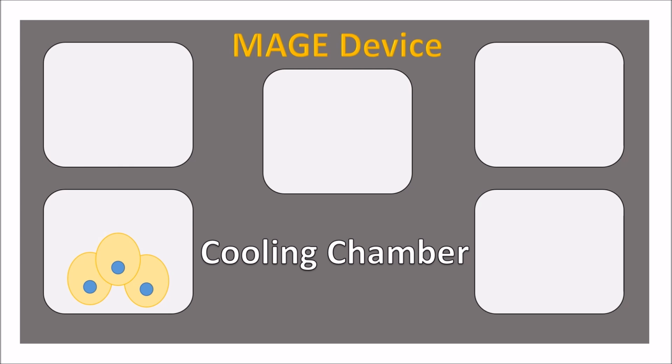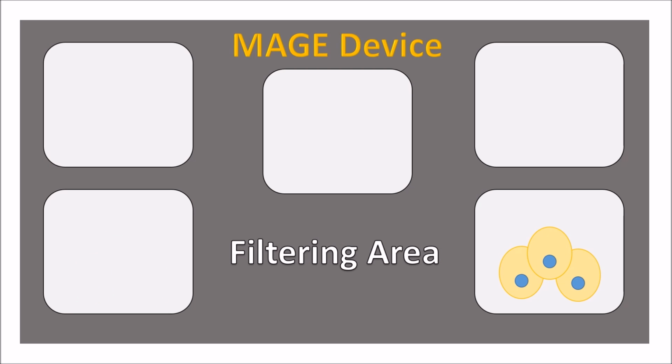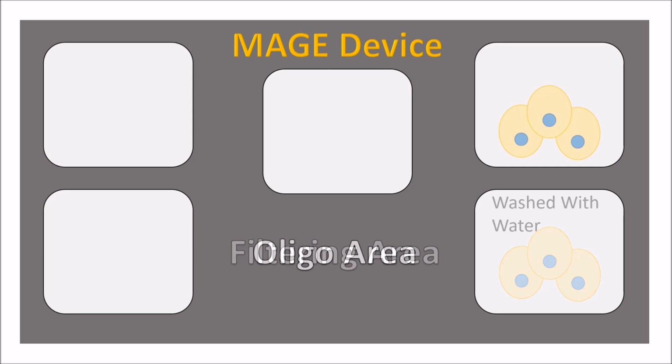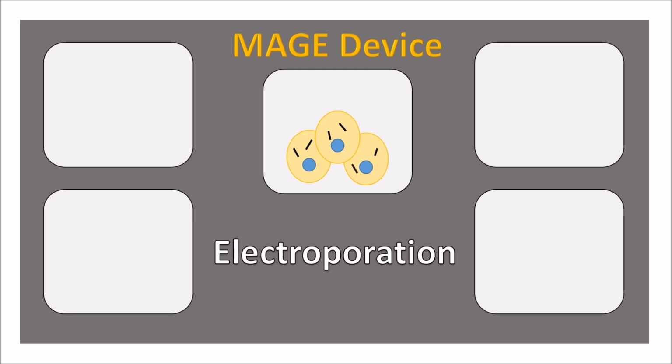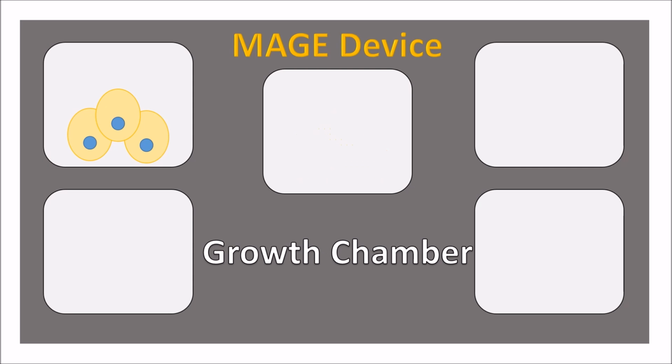The cells are then moved to the cooling chamber for cooling at 4 degrees Celsius. This halts cell growth and potentially toxic overexpression of beta proteins. The cells are then moved to the filtering area, where the growth media is filtered off and the cells washed with water. The oligos are then added in the oligo area and then introduced to the cells via electroporation. The cells are then moved back to the growth chamber to repeat the process.